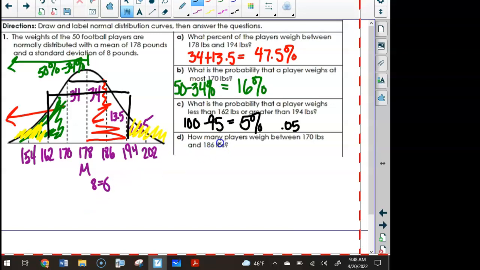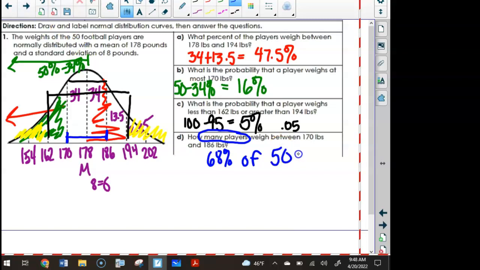But, all right, how many players weigh between 170 and 186? Now, this is a different question. We're going to find a percent over here, but then it actually says how many players. We have to read really carefully. So between 170 and 186 was just the 68%, guys. Everybody see what I'm talking about there? So 68%, but that's not of the players, of 50 players. Good job. Samantha said of 50 because there were 50 players here.